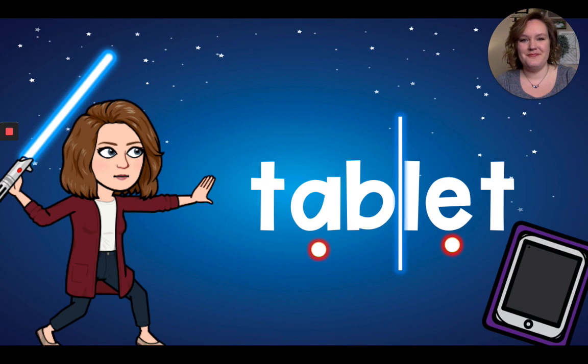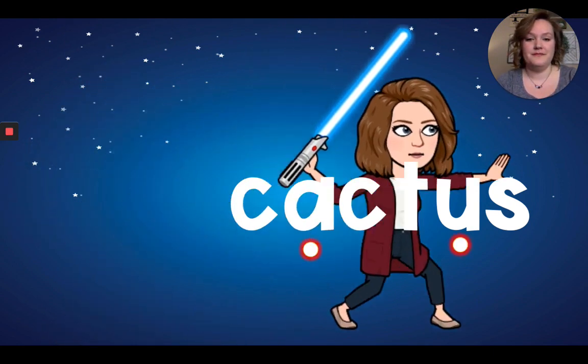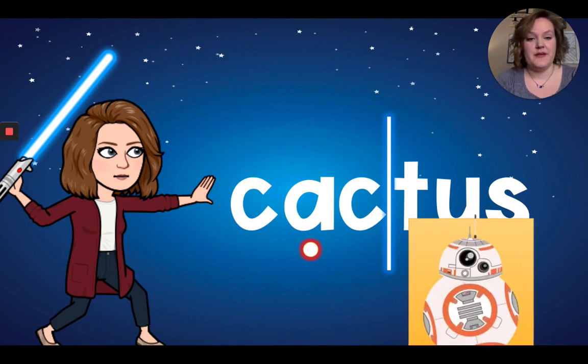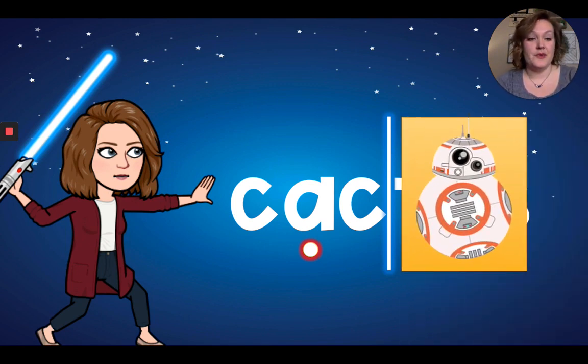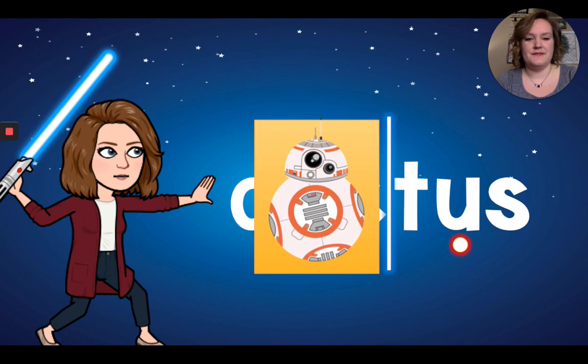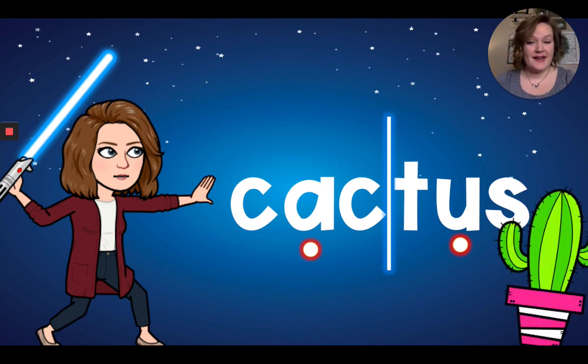Nice job. Here's another one. Find the vowels first. You got it. A and U. Split the word. Now we have two small chunks to read. Here we go. Can you read the first chunk for me? How about the second chunk? Put them together. Cactus. That word is cactus.